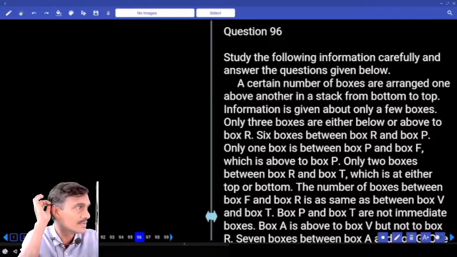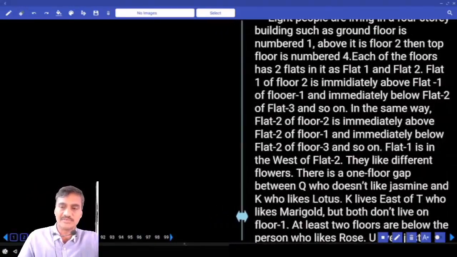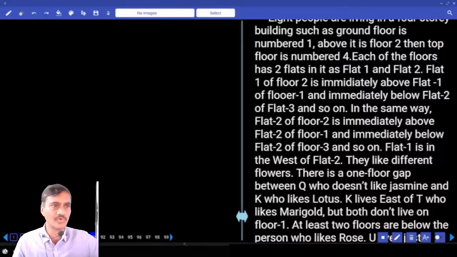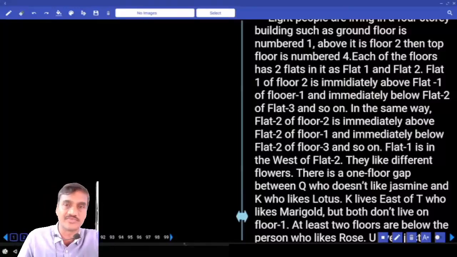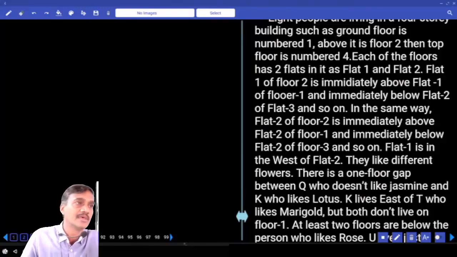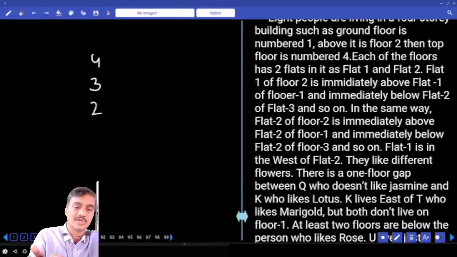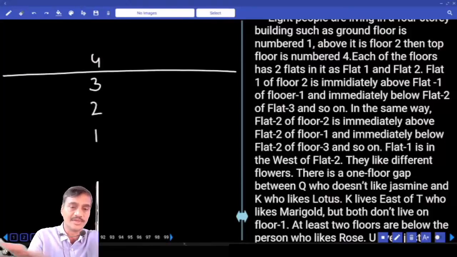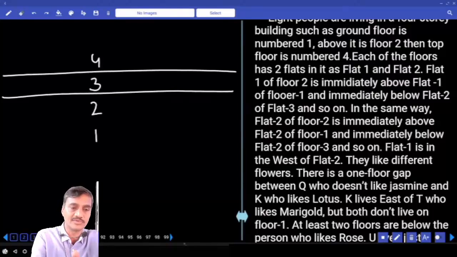మా ఫాలో అవుతున్నారా? Now in this 91 to 95, how many floors are there? 4 floors. How many flats are there in each of this one? 2 flats. And so how many flats are there all together? 8 flats. How many persons are there? 8 persons are living in these 8 different flats. And at the same time each one of them likes a different flower as well. Flowers kuda vachindi. Done? And so 4, 3, 2 and 1 are the 4 floors we have, and in each of these floors we have 2 flats.